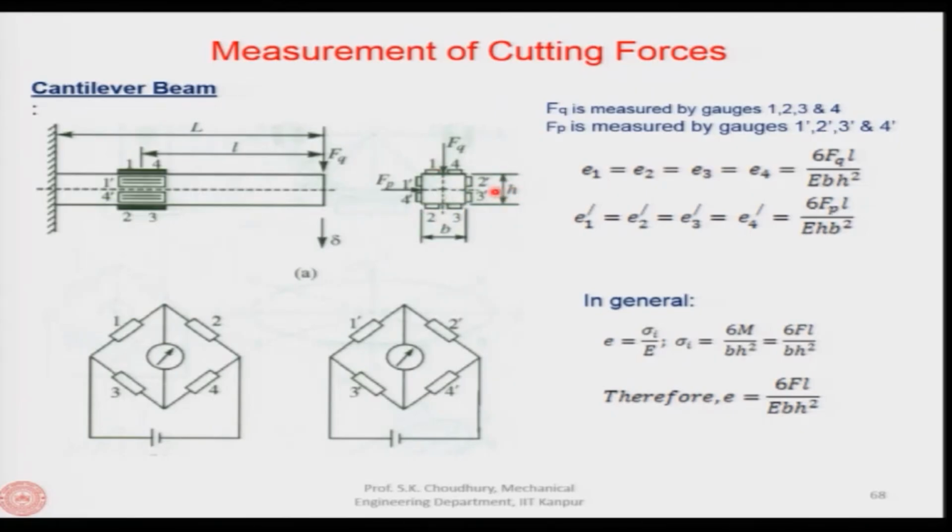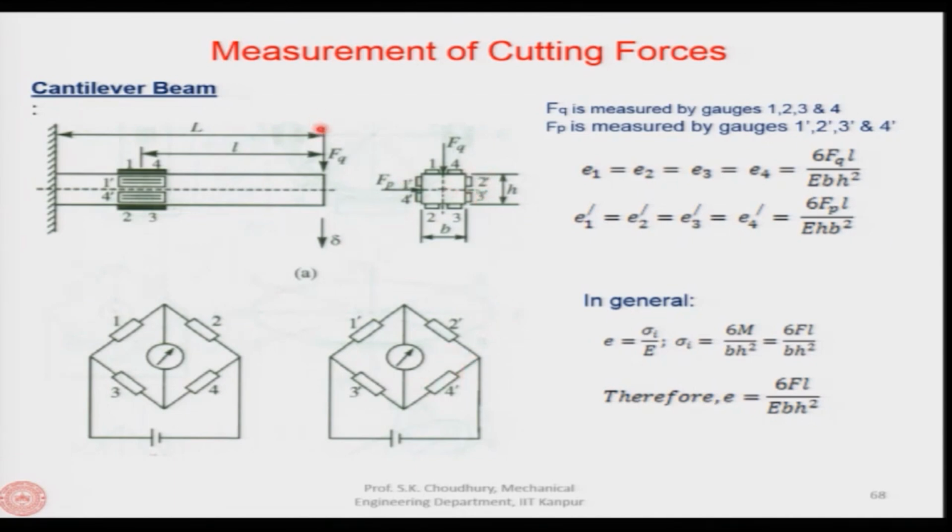can actually form 2 Wheatstone bridges, one comprising 1, 2, 3 and 4, and the second Wheatstone bridge comprising 1 prime, 2 prime, 3 prime and 4 prime.